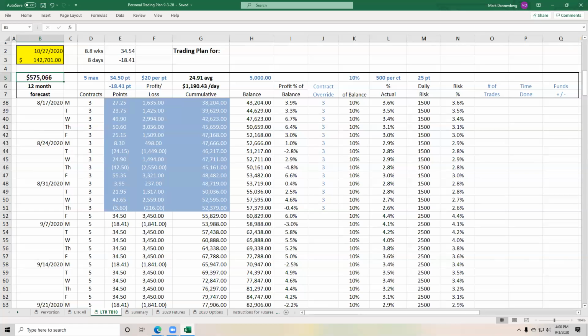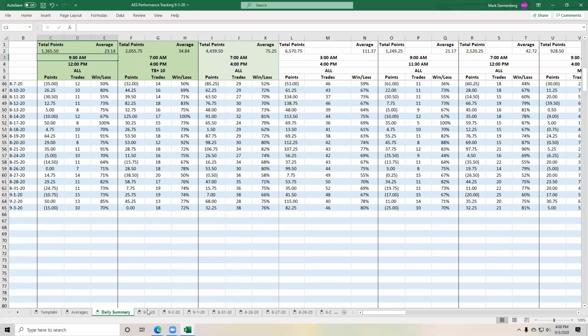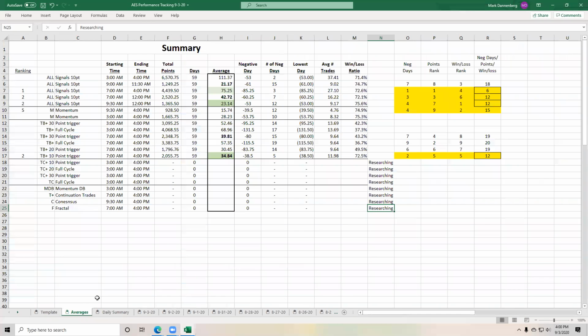All right, so once again, today was a very interesting day. Had lots of opportunities to take trades today. We are still focused on looking at the optimum category. The 2 categories that we just profiled, the 9:30 to noon and the 7 to 4, trend bias and continuation only, those 2 categories are ranked, tied actually, for second most optimum combination of negative days, win-loss ratio, and average point production.